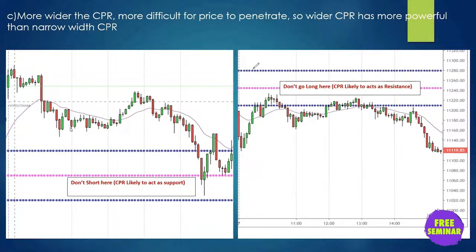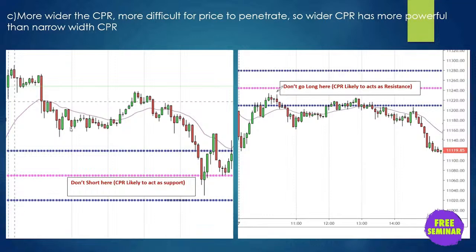Here also you can see a white CPR day, the CPR is very wide, and you can see that market opened with a bearish candle, then immediately it got reversed from here and started going up, right? So if you went long here, thinking market is reversing, this is the place to book your profit. This is the place you should exit, because there is a strong CPR resistance here.